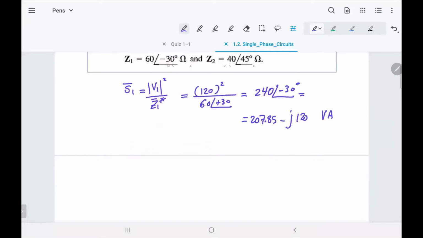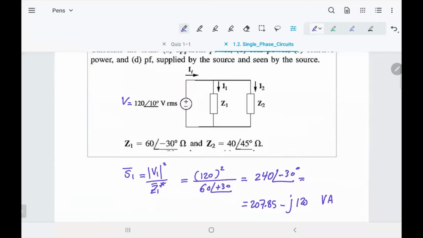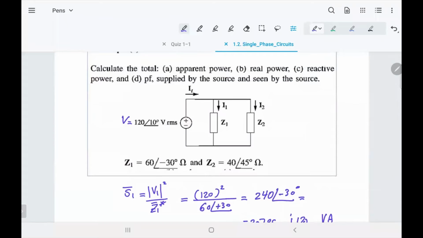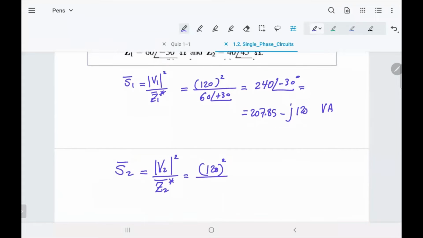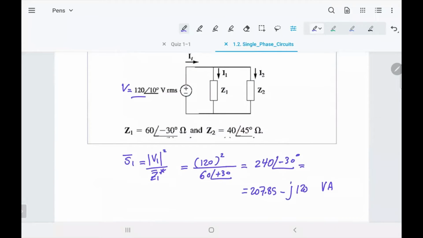And the same thing, how can we find S2? It will be the same thing: the voltage V2 magnitude squared divided by the conjugate of the impedance Z2. What is the voltage across Z2? It's the same. They are in parallel, so it would be the same, 120 volts, right? So we have 120 squared divided by the conjugate of impedance Z2. The impedance Z2 is equal to 40 at angle 45.